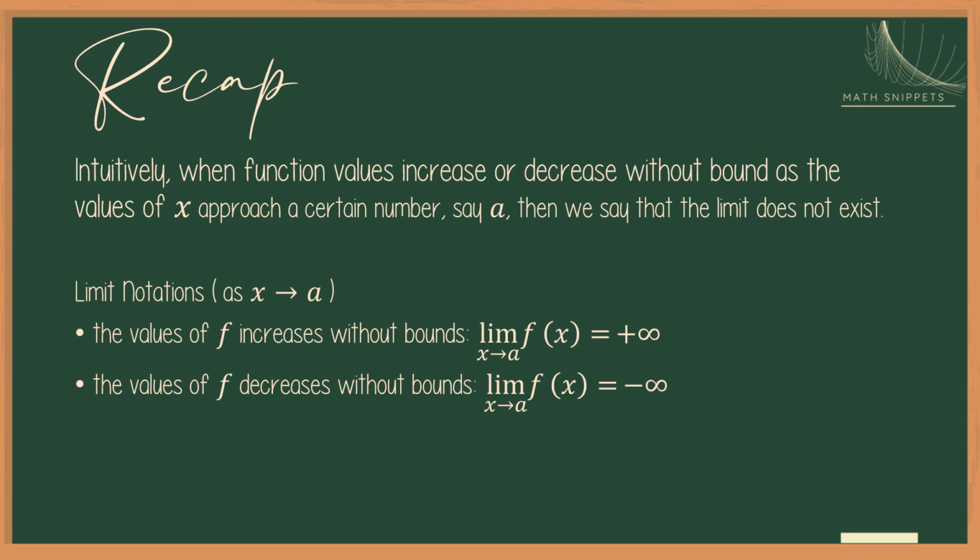Also, we have learned that if at least one of the one-sided limits is infinity, negative or positive, then we have a vertical asymptote.